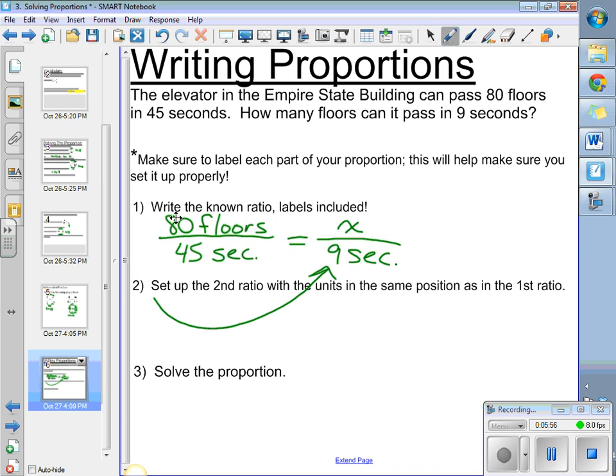Okay, so now, let's look. How do I get from here to here? I divide by 5. So from here to here, I divide by 5. And while you may not be completely comfortable with your 80 divided by 5, your answer here is 16 floors.